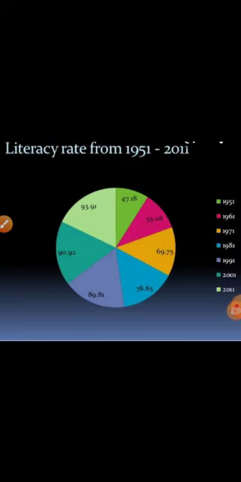Which is the highest literacy rate state in India? Kerala. How much percentage? 93.91% of people are literate in Kerala. Then Bihar is the lowest literacy rate state in India. Which is the lowest literacy state in India? The answer is Bihar.